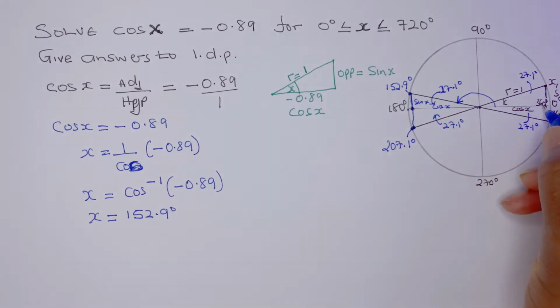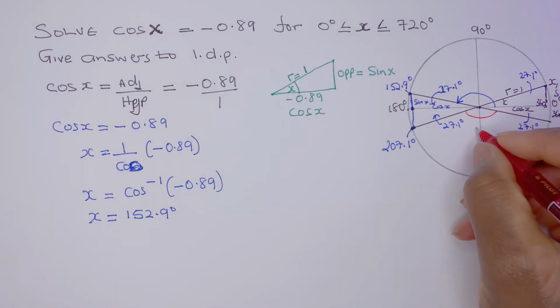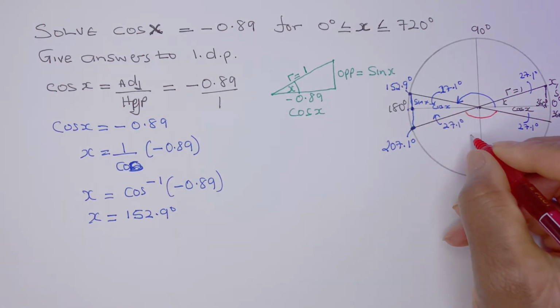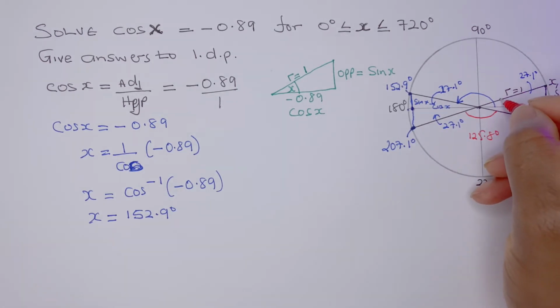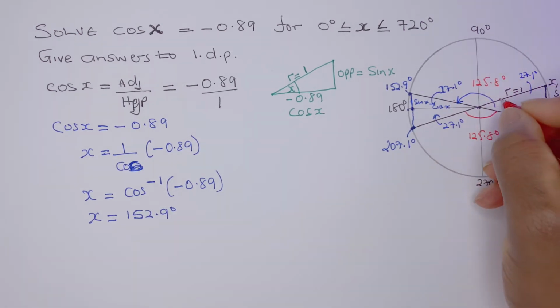This is the value of x positive. So this angle from there to there is going to be about, because it all adds up to 180 from there to there, this has to be about 125.8 degrees. So from there to there is 125.8 degrees. That's from there to there.